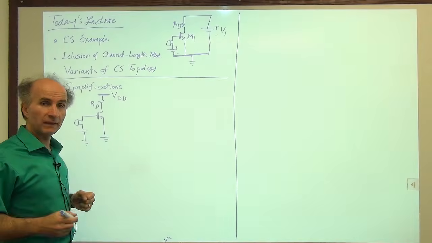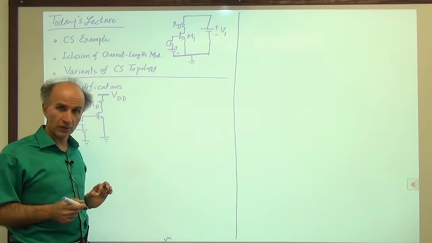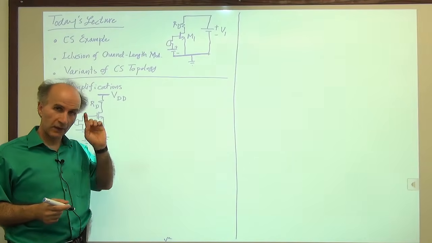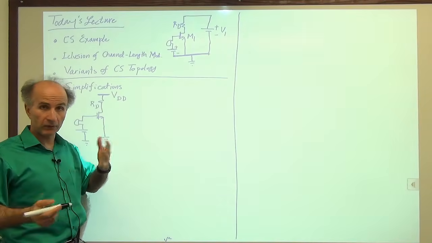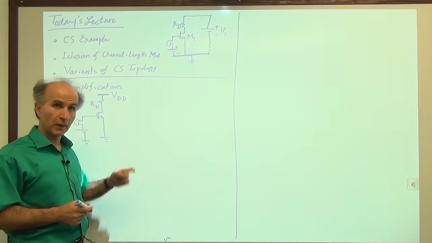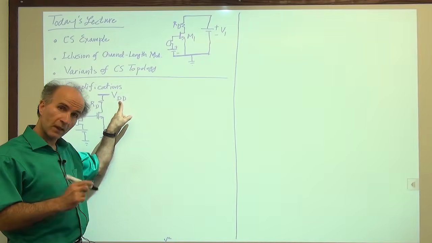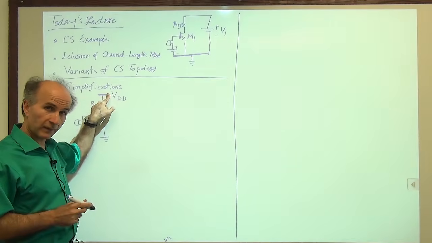VDD from now on stands for the power supply voltage and nothing else. So anytime we hear VDD, we know exactly where it is. If we hear V1, we don't know. V1 could be any voltage anywhere: AC, DC, small signal, large signal. But VDD always denotes the power supply, a constant value.